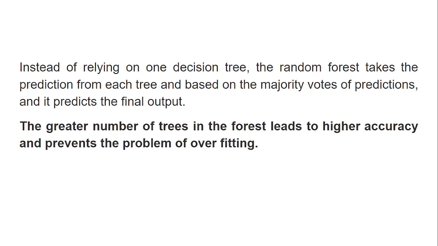So we will explain it more vividly. Instead of relying on one decision tree, the random forest takes the prediction from each tree, and based on the majority vote of predictions, it predicts the final output. The greater number of trees in the forest leads to higher accuracy and prevents the problem of overfitting. So this is the principle on which our random forest algorithm works.